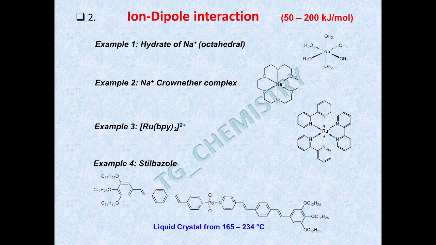complex, as well as the rubidium bipyridine complex, you can see over here in the third example, and also the steel vessel you can see here, and it shows also the liquid crystallinity within the range of 165 to 234 degrees centigrade. So this molecular phenomenon or characterization has been incorporated into supramolecular chemistry, and is an outcome of supramolecular chemistry, we can say. So these are the ion-dipole interaction examples in these four representative examples here.